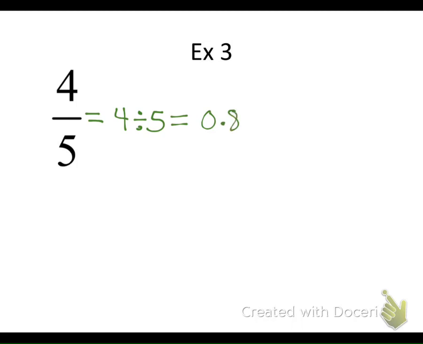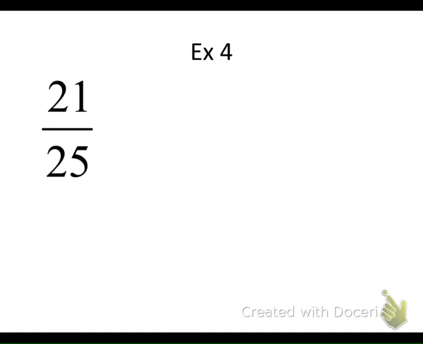0.8, how would you read that number? 8 what? 8 tenths. Yeah, 8 tenths. Good. All right. Let's take a look at example number 4. So example number 4. We have 21 over 25.